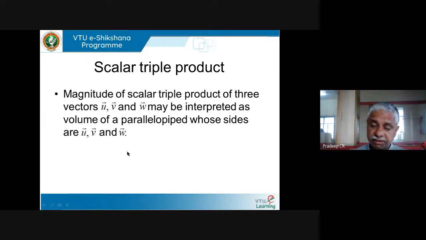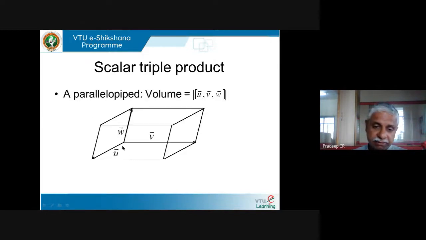Scalar triple product also has a geometric interpretation. If you have these three vectors, this is vector u, this is vector v, this is vector w. The scalar triple product of u, v, w is the volume of the parallelepiped generated by u, v and w. You can see in the picture how they generate a parallelepiped. Parallelepiped means it's like a cube, but the angles are not all 90 degrees. That is defined by u, v and w, their directions. So the scalar triple product of u, v and w gives you the volume of this parallelepiped.